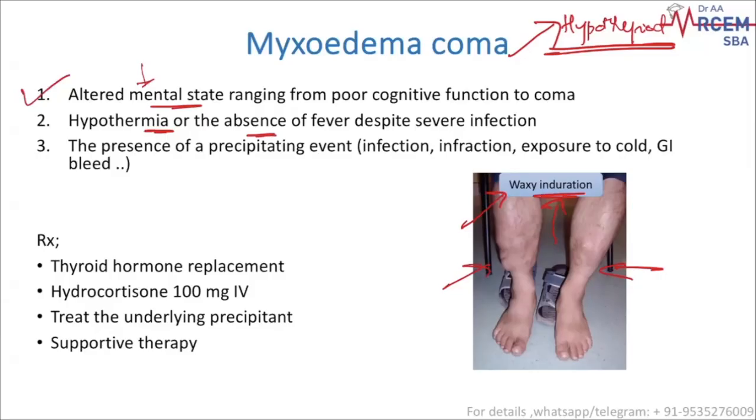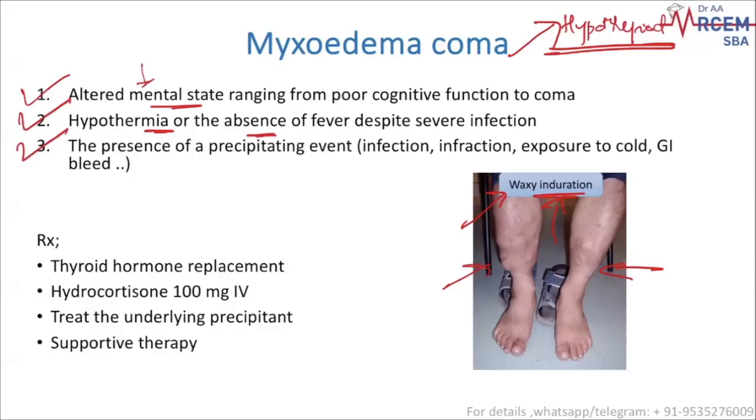When significant infection is present, we usually suspect the patient to have a fever, that is, high temperature. In spite of having significant infection, this patient doesn't have a fever. High temperature is not there. At that time, it will be in the normal range. That is the second criteria.